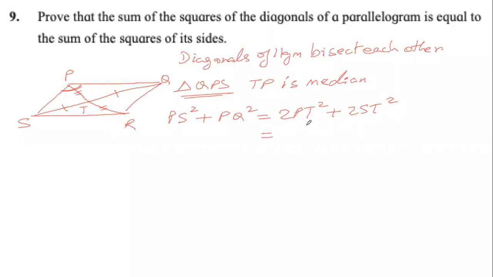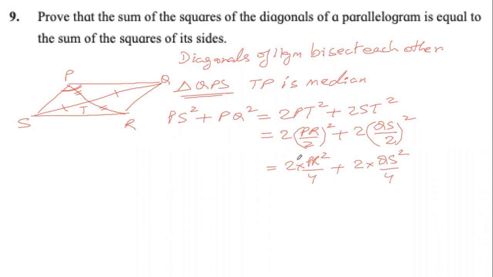Now we know PT is half of PR, so we can say 2 into (PR by 2) whole square plus 2. ST is half of QS, so (QS by 2) whole square. So this becomes 2 into PR square by 4 plus 2 into QS square by 4. Now 2 by 4 is 1 by 2. So this comes to PR square by 2 plus QS square by 2.